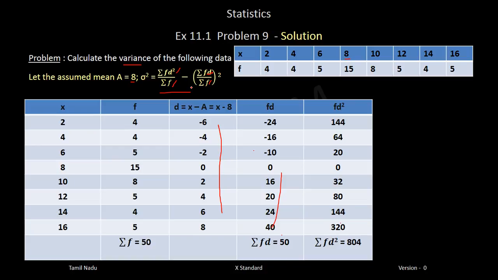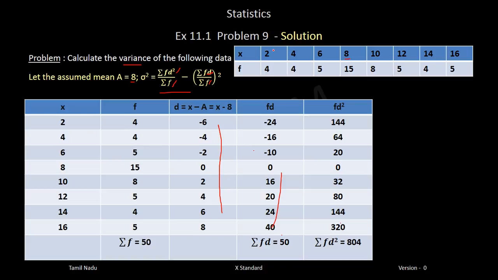Before going to the next screen, let me repeat. It's the same problem as the previous one. The only thing is that instead of standard deviation, they're asking you to calculate variance. So variance is nothing but the square of standard deviation. That's why it's written sigma square, and the right hand side will not have the square root. We are taking the assumed mean. Here x and f are given clearly, and we are taking the assumed mean as 8.